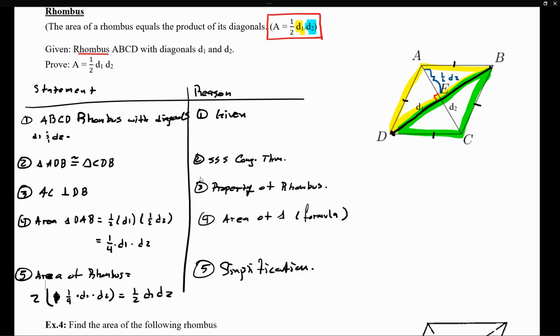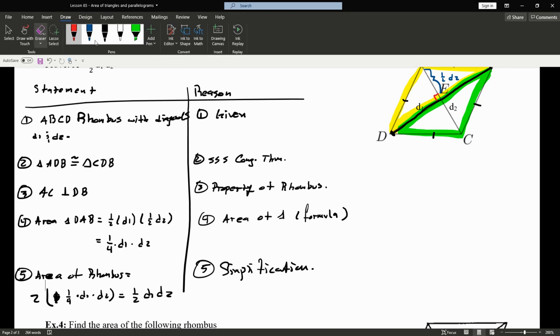And notice that all we have done is properly define the area of this rhombus. Again, what we did here is we said, look, I know the area of the yellow triangle, which is 1 quarter D1 times D2. If I want to find the area of the whole rhombus, that's 2 times the area of the yellow, which is what we did here. And that simplifies to 1 half D1 times D2, which is exactly how we defined the area of the rhombus previously.